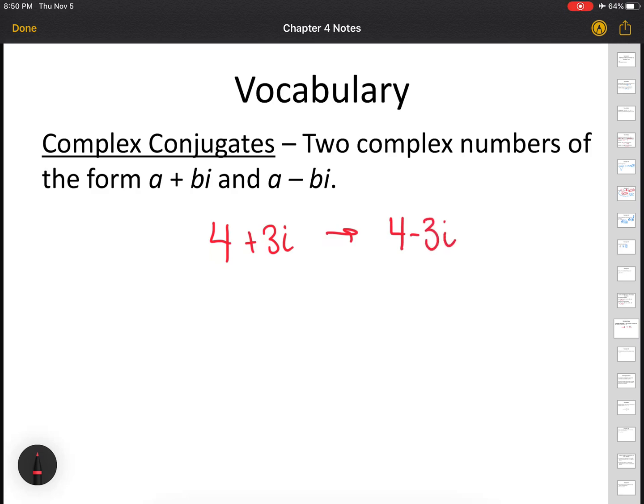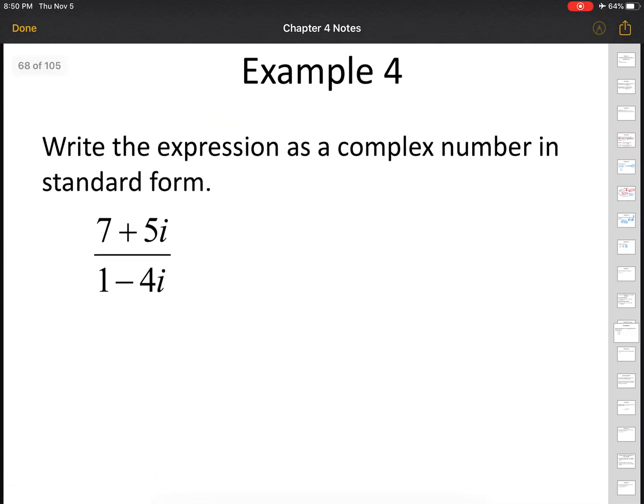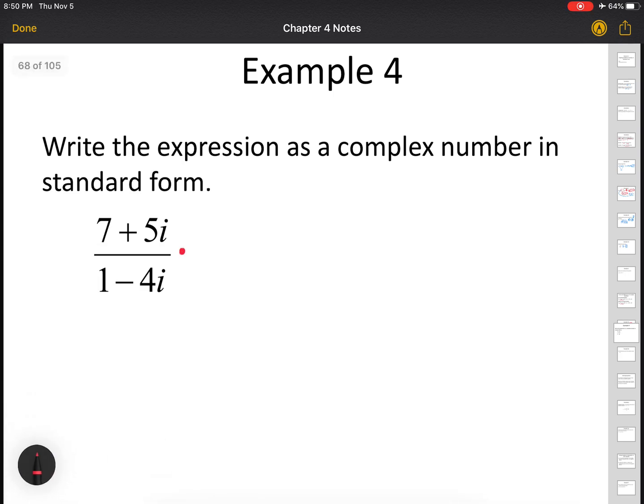And we're going to do the same kind of exact method as with the square root. We're going to multiply the numerator and denominator by the conjugate of that complex number in the denominator. So for example here, if I want to get that complex number out of the bottom there, I'm going to multiply by its conjugate, or 1 plus 4i.